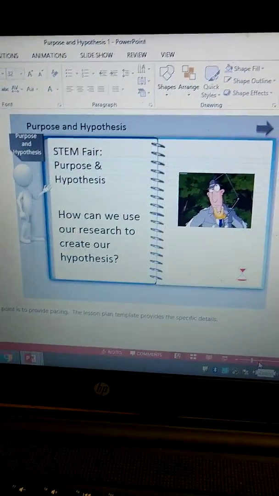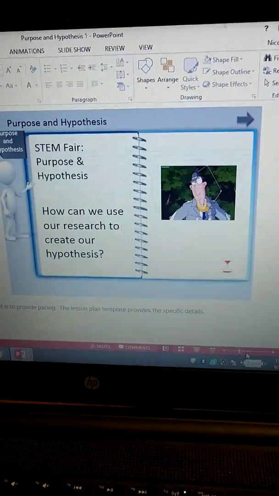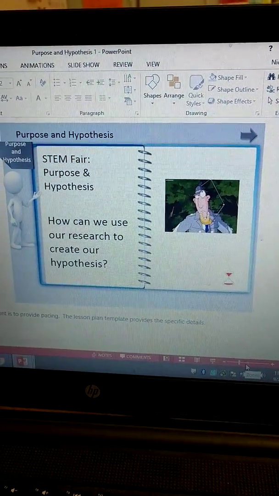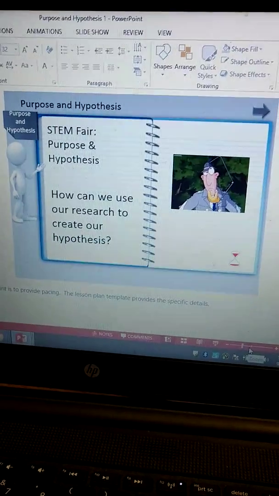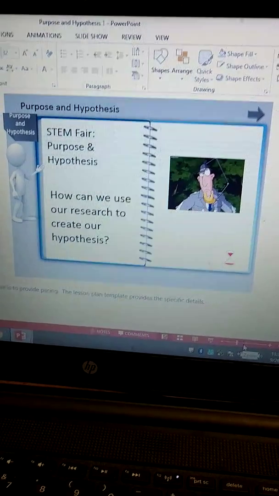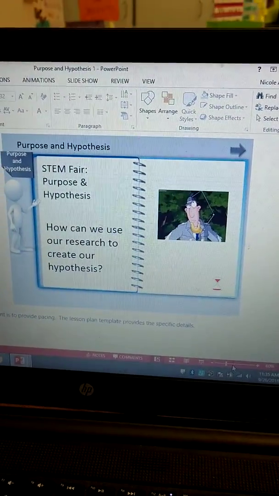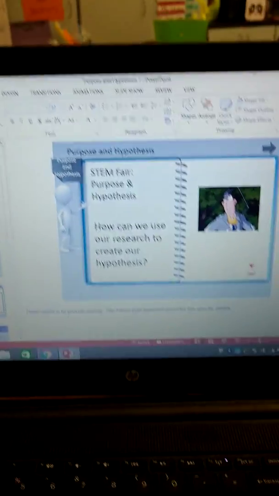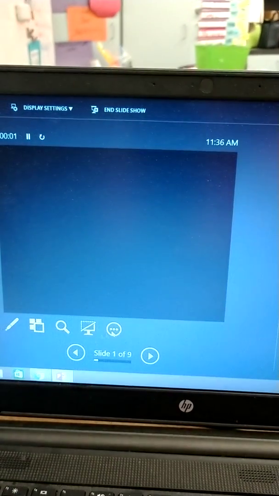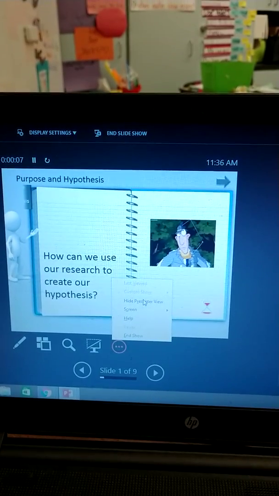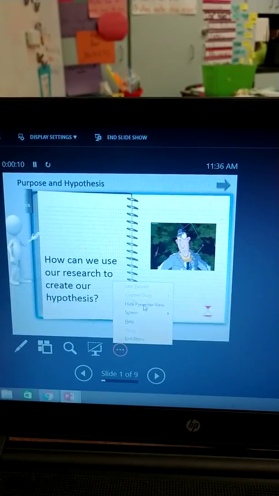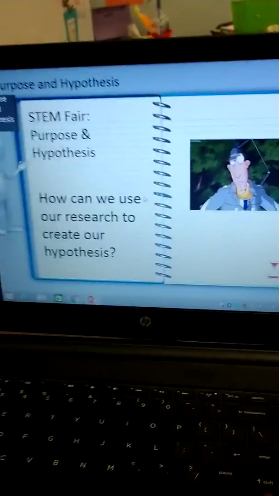It's Purpose and Hypothesis, and our essential question is, how can we use our research to create our hypothesis? And we also talked about how the word create is develop. They both mean to make, so they're synonyms. I'm not in the PowerPoint, so I'm only in the... All right, there you go, the next page.